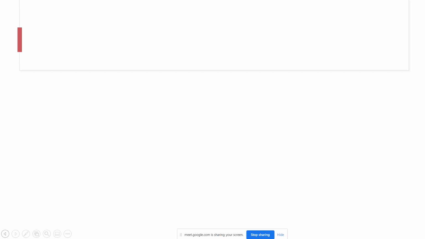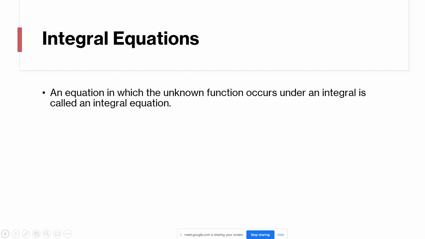In this class we will be starting with integral equations. इंटीग्रल इक्वेशंस यानी कि we want to solve an equation in which there is an integration of a function, right? So an equation in which the unknown function occurs under an integration would be called as an integral equation. बहुत ही simple सा definition है.